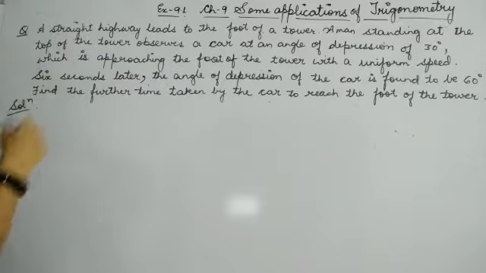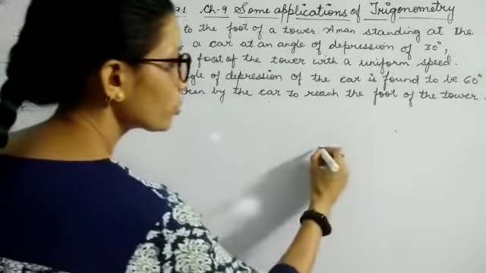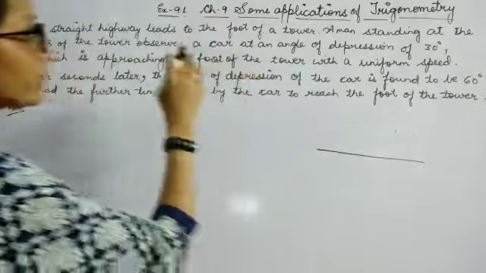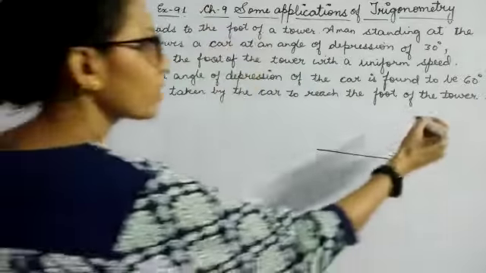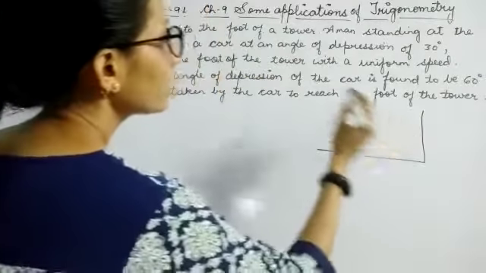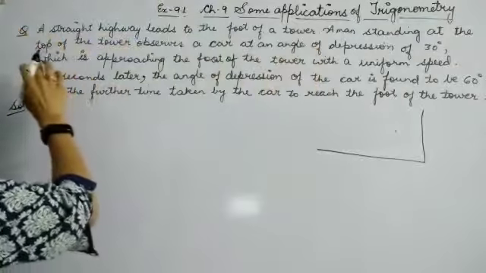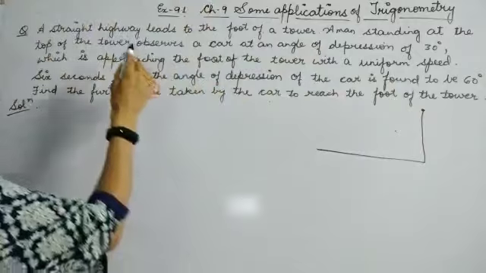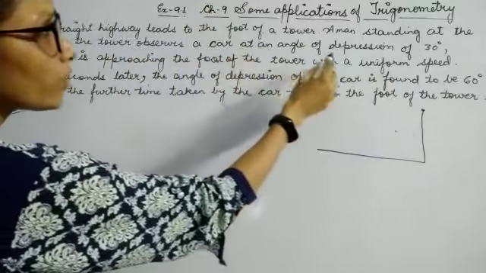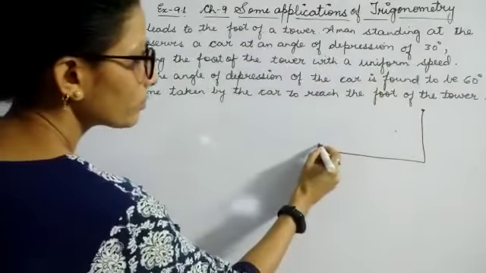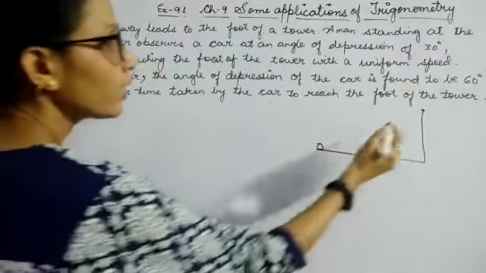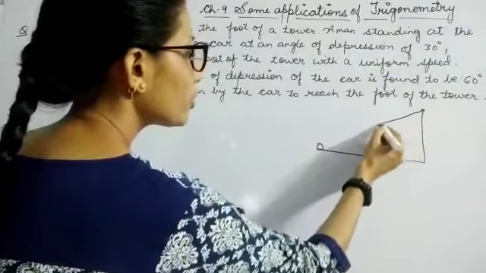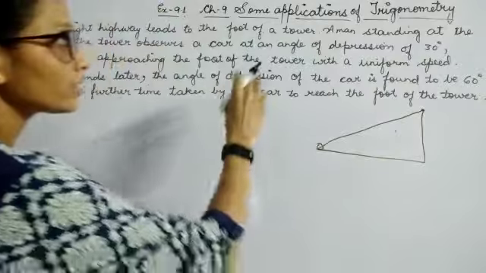It is given a straight highway. Let's suppose this is your straight highway that leads to the foot of a tower. Let's suppose this is your tower. A man standing at the top of the tower, so let's suppose the man is standing over here, observes a car at an angle of depression of 30 degrees. Let's suppose this is your car moving here and the angle of depression is 30 degrees.